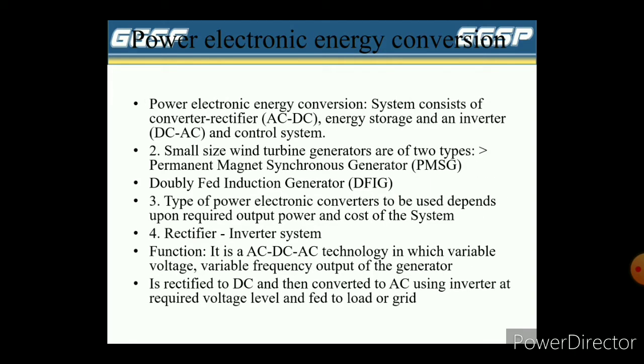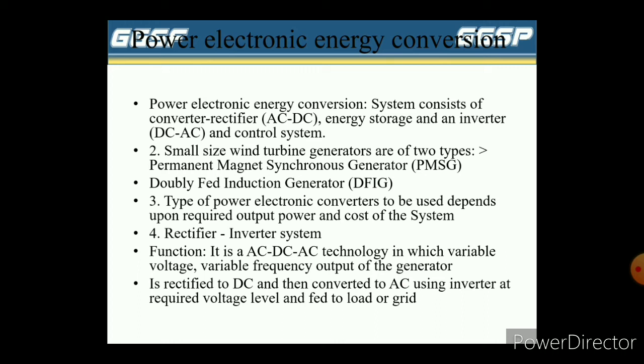Power electronic energy conversion. The power electronic energy conversion system consists of a converter (rectifier, AC to DC), energy storage, an inverter (DC to AC), and a control system. Small size wind turbine generators are of two types: permanent magnet synchronous generator and doubly fed induction generator. The type of electronic converters to be used depends upon the output power and the cost of the system. Rectifier, which is an inverter system function.